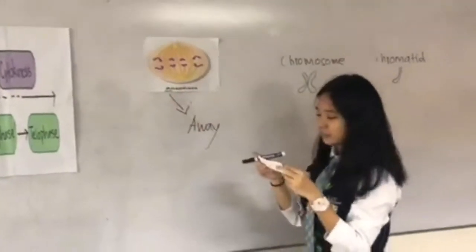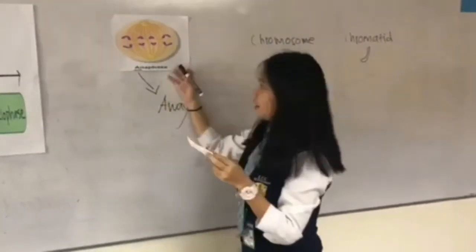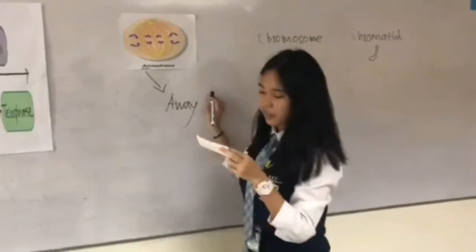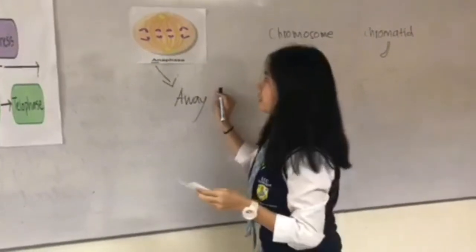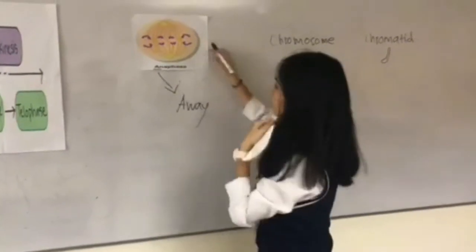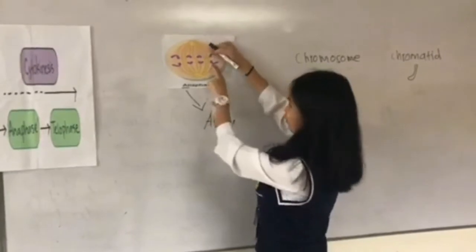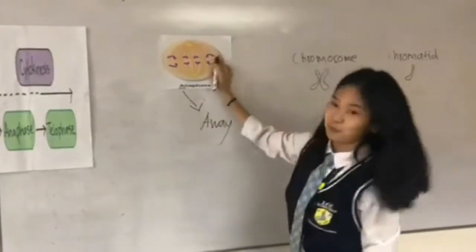And the third process: identical means exactly the same or alike. In the third process, anaphase is divided into two equal parts. So finally, the sister chromosomes have really separated, becoming single chromosomes.